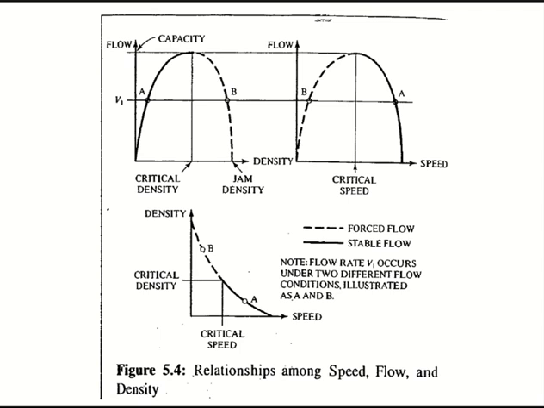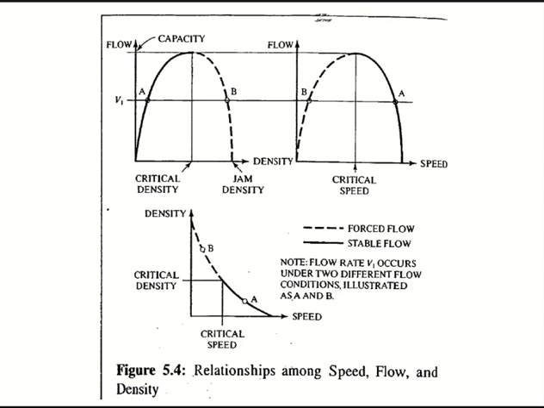These three graphs show the relationship between the macroscopic parameters. They define traffic flow, or they are a simplified way to look at traffic flow. Why simplified? I will come to it. But I will start with the easiest one, which we have discussed earlier, the one between density and speed.